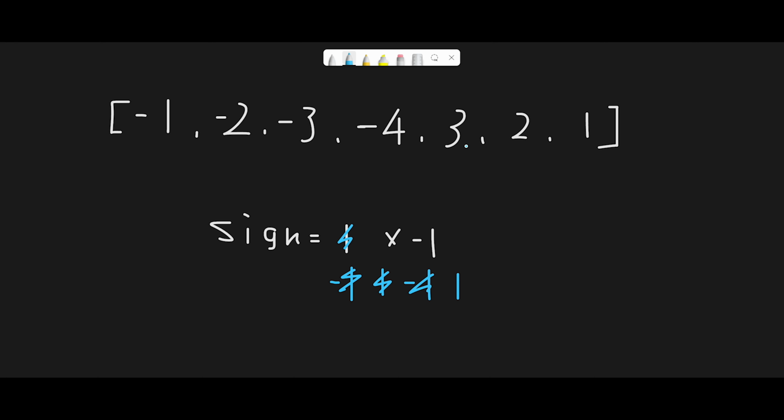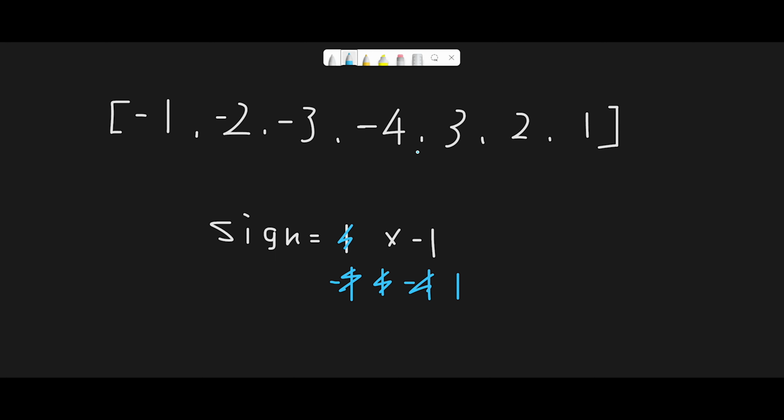And then move next. 3 is a positive number, so we don't do anything for the sign variable. Move next, we find 2. This is a positive number, we don't do anything. Move next, we find 1, a positive number, we don't do anything. Then we finish the iteration, and all we have to do is return the sign variable. And one more thing, if we have 0 in the input array, we should immediately return 0, right? That's mathematics. So that is the basic idea to solve this question.